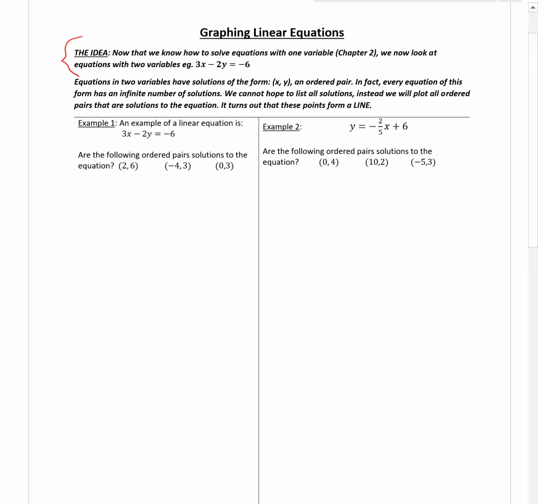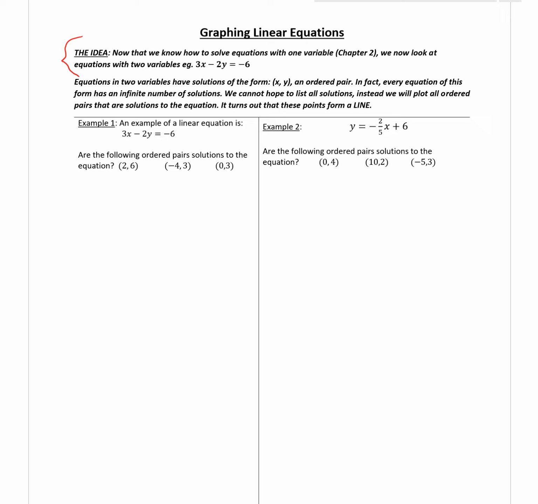The idea here is, remember in chapter 2, we learned how to solve all kinds of equations. We had all these steps. This is how you solve for x. If you have fractions, you can get rid of them. If you have decimals, you can get rid of them. We kind of mastered those types of equations. And notice that those equations that we solved only had one variable.